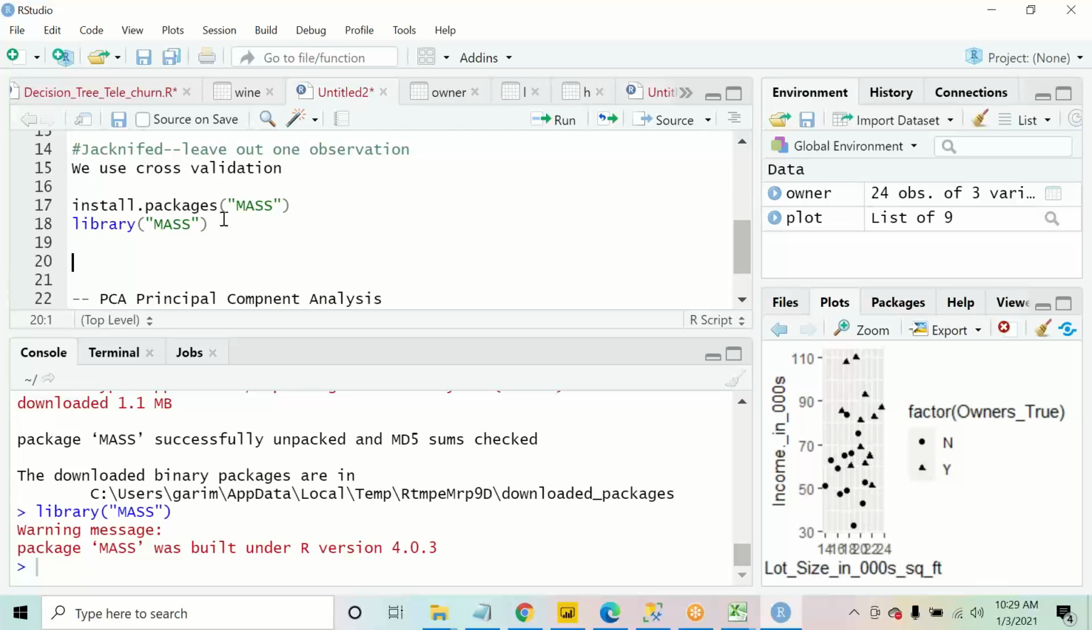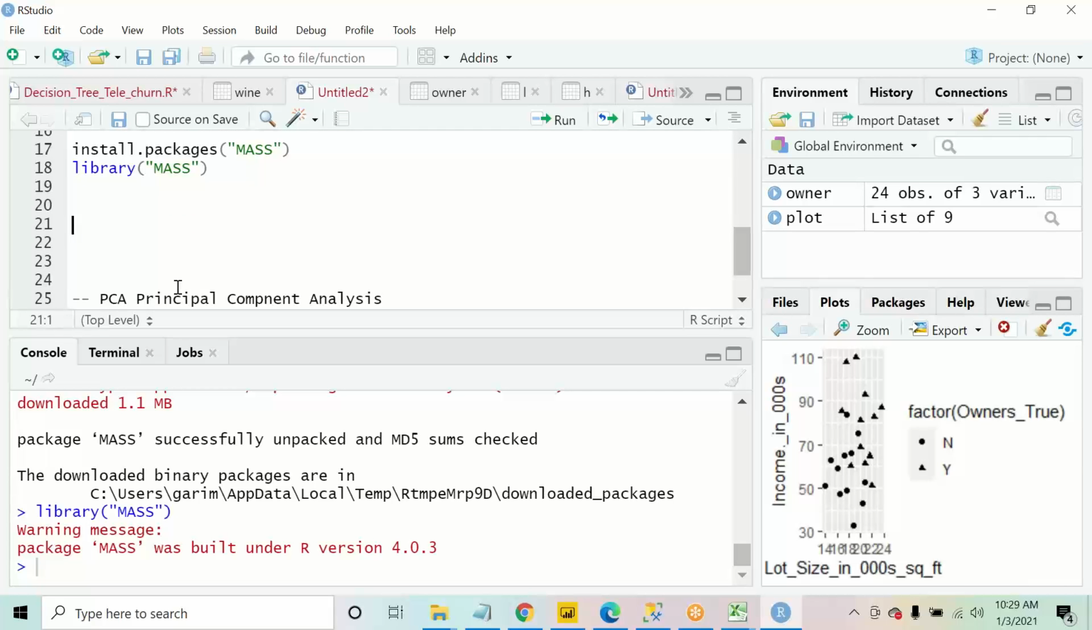Okay, so I hope you all have this package now. So what I'll do now is, let us come over here and create our model. So I will say model. In this model, I will be using my function that is LDA. That is a part of the MASS package. See, everything remains the same. So I will say owners. The name of my variable is owners, true, right?